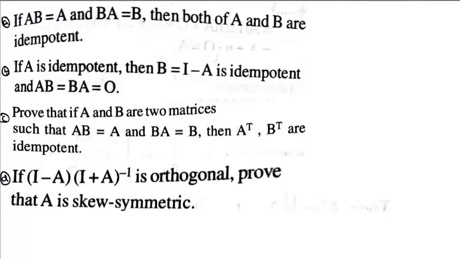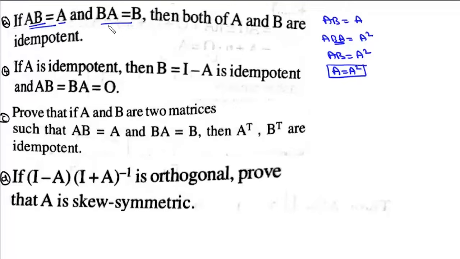Now here the question is, if AB equals A and BA equals B, then we need to prove that both A and B are idempotent. Now we are given that AB equals A. Now we multiply A from right, we'll get ABA and it will be equal to A square. Now we can write this BA as B. So there will be AB equal to A square. Now AB is nothing but A. So from here we can write A equals A square, which means that this A is idempotent.